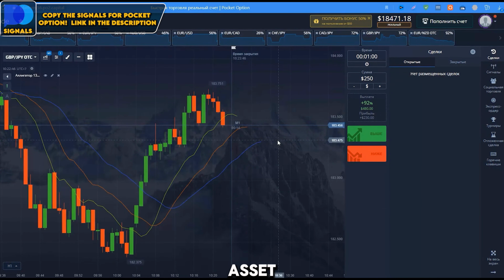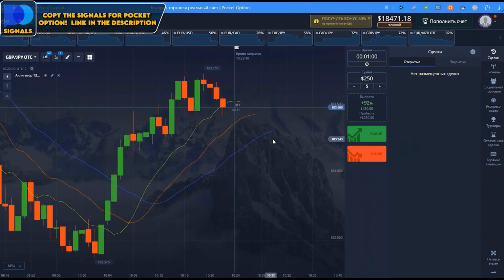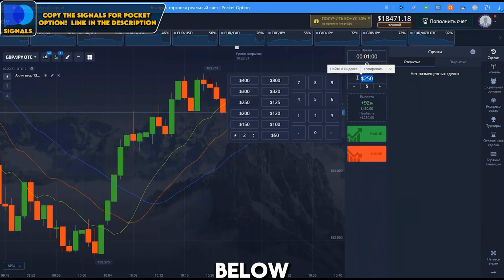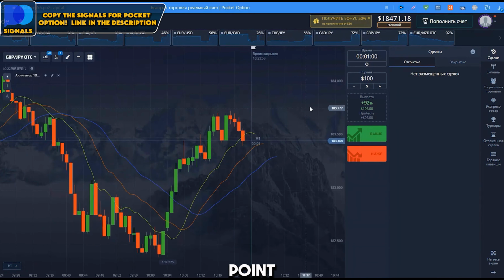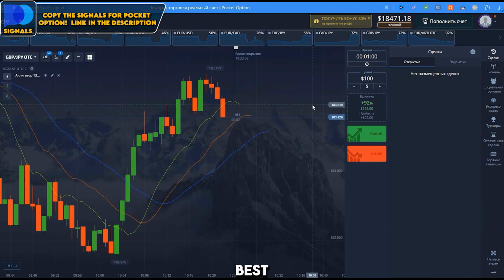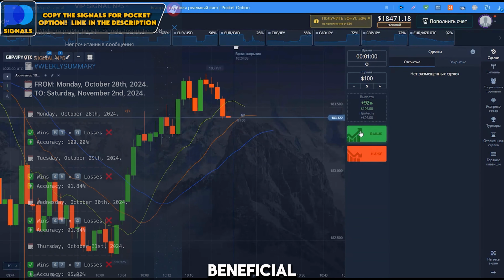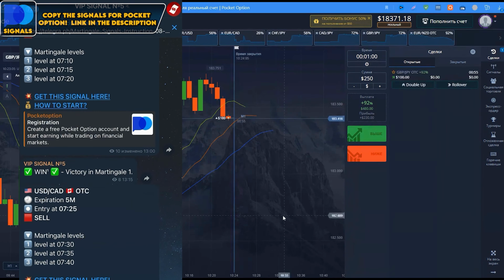The GBP asset on OTC shows an upward trend. This candle touched the first line and even dropped below it. The lower the pullback in the trend, the greater the potential of the entry point. Indeed, the retracement itself is the best position for entry, so this is only beneficial for us. I'm closing the trade.